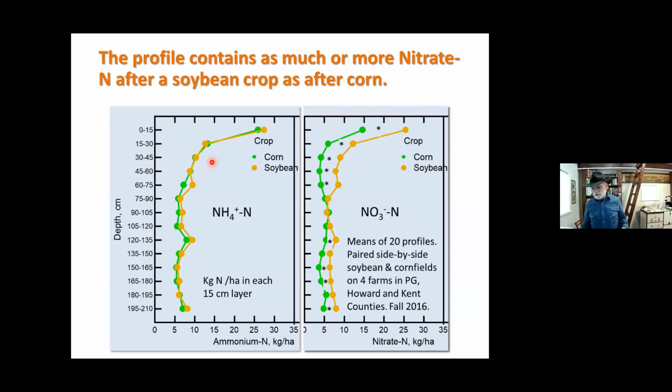All of these, just about all of these sites were after good yields. And this is at the end of the season, after the corn or the soybeans have finished taking up nutrients, and we're still finding all that nitrogen down there. Actually, we find a little bit more of the nitrate after soybeans than after corn. And that's probably because soybeans are a legume, they fix nitrogen, and their residues decompose quickly and don't tie up nitrogen the way corn residues and corn roots might.